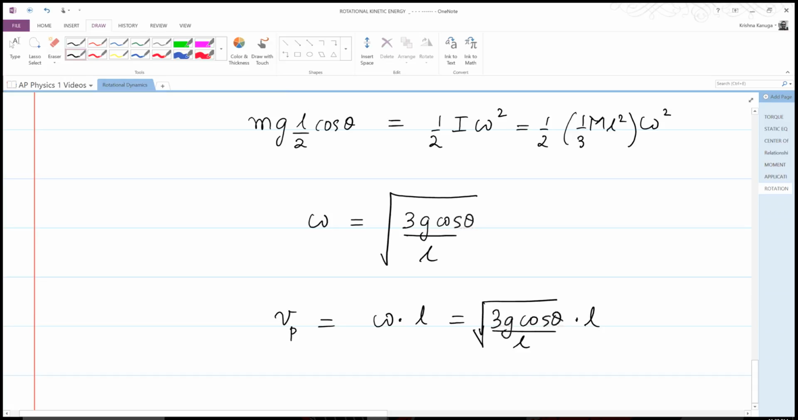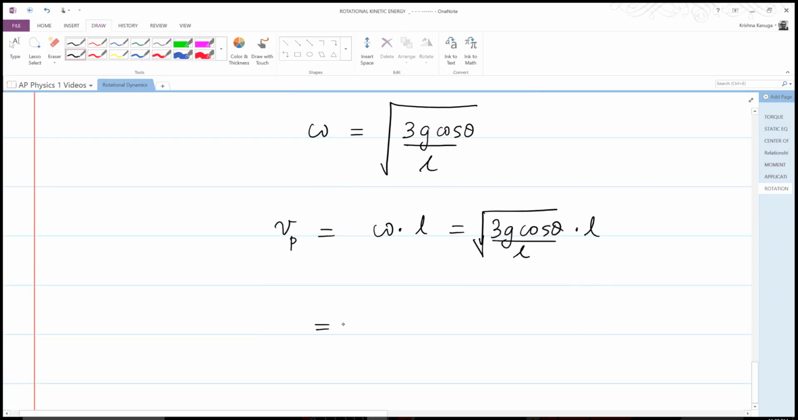But you see, I can move the L inside the radical, and that ends up giving me 3g cosine theta over L times L square, and then that cancels one of the L's. We end up getting the square root of 3gL times cosine of theta. Okay, so this would be the velocity of the point P.